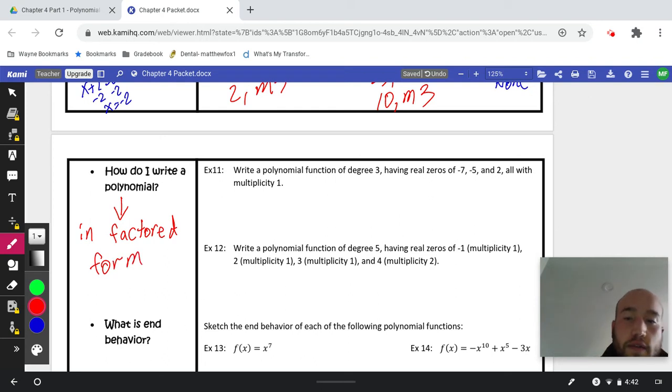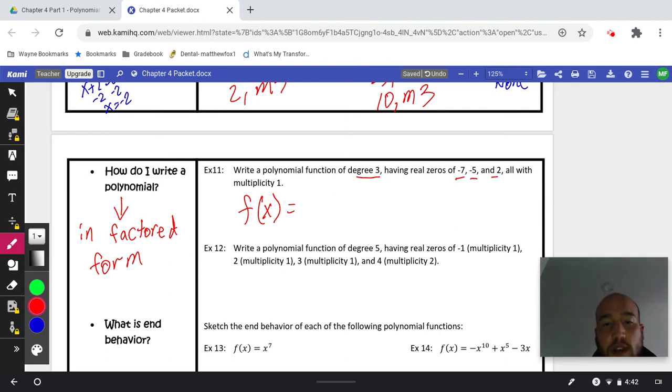So, first thing, it tells us to write a polynomial function of degree 3. Okay, and it has real zeros at negative 7, negative 5, and 2, all with multiplicity of 1. So we start off, we know it's f of x equals.